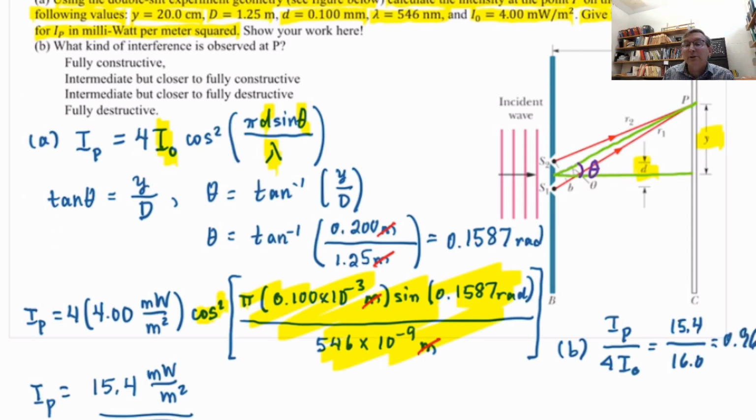The closer that ratio is to an integer, the closer you are to fully constructive. 0.96 is very close to 1. So what we have here is intermediate, but closer to fully constructive. In fact, very close to fully constructive. If we didn't keep enough sig figs, we might be tempted to say fully constructive. But our sig figs tell us that it's not quite fully constructive.